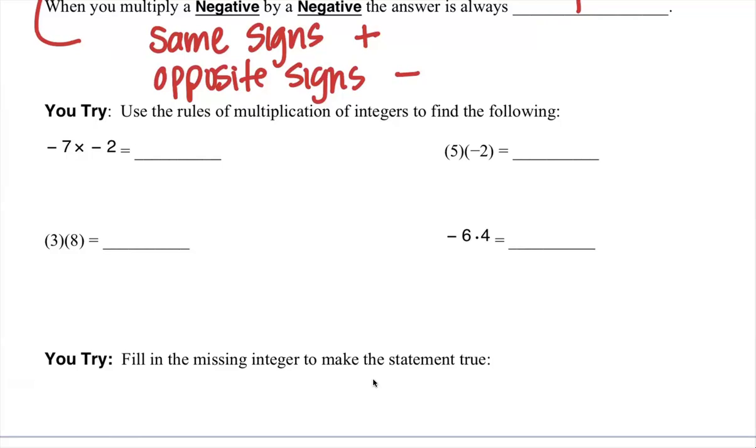-7 times -2 would be +14. The signs are the same, so positive. 5 times -2, the signs are opposite, so this is a -10. 3 times 8, 24, they're both positive, same signs, positive. -6 times 4, opposite signs, so the answer is negative, and then 6 times 4, 24.